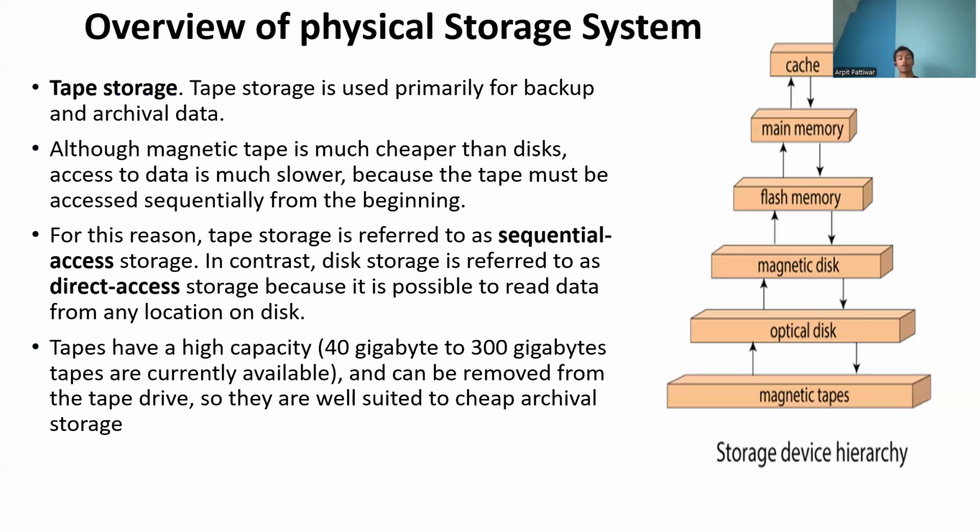Tape storage. Tape storage is primarily for backup and archival data. Although magnetic tape is much cheaper than disk, access to data is much slower because the tape must be accessed sequentially from the beginning. For this reason, tape storage is referred to as sequential access storage. In contrast, disk storage is referred to as direct access storage because it is possible to read data from any location on the disk. Tapes have high capacity, 40 gigabytes to 300 gigabytes. Tapes can be removed from the tape drive, so they are well suited to cheap archival storage.